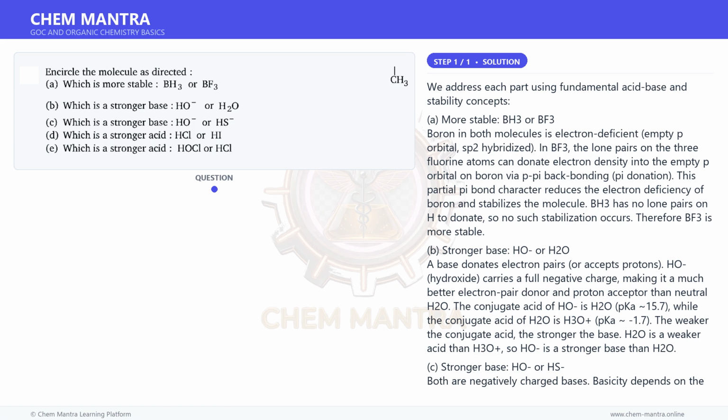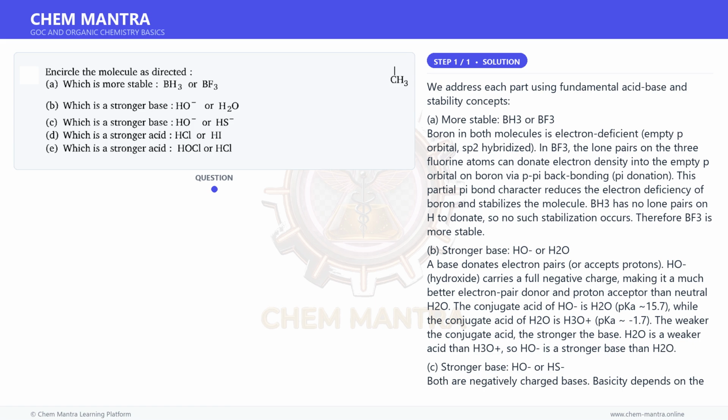B. Stronger base, HO- or H2O. A base donates electron pairs or accepts protons. HO- hydroxide carries a full negative charge, making it a much better electron pair donor and proton acceptor than neutral H2O. The conjugate acid of HO- is H2O, pKa 15.7, while the conjugate acid of H2O is H3O+, pKa -1.7. The weaker the conjugate acid, the stronger the base. H2O is a weaker acid than H3O+, so HO- is a stronger base than H2O.